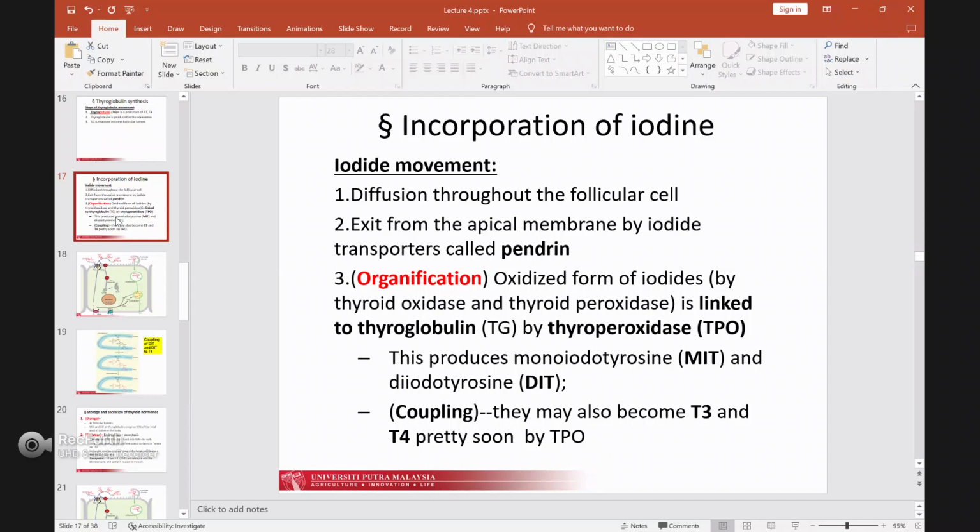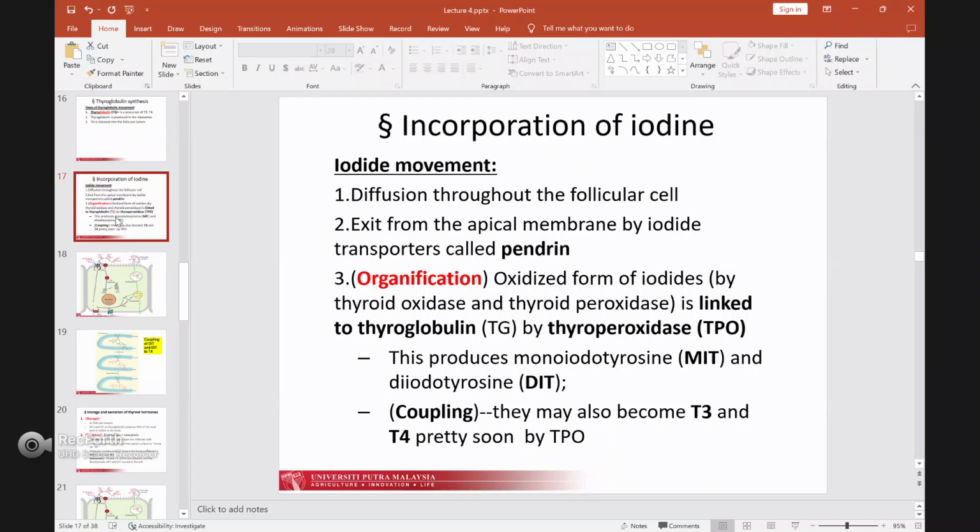After the iodine is oxidized, thyroglobulin will be linked with this iodine by thyroperoxidase or TPO. So we need two processes. First, you have to oxidize the iodine. Second, after the iodine is oxidized inside the lumen or colloid, it has to be attached to the thyroglobulin. This attachment produces monoiodotyrosine or MIT, or diiodotyrosine.